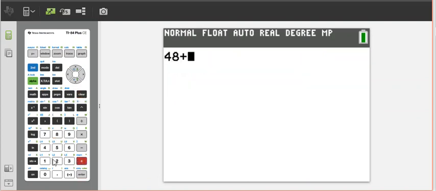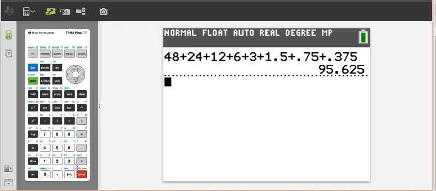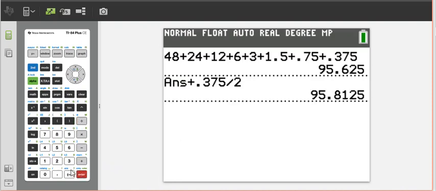So we've got 48 plus 24 plus 12 plus 6 plus 3 plus 1.5 plus 0.75 plus 0.375. Well, I don't know, what's it going to keep doing? Plus 0.375 divided by 2. Let's add another term, this quantity divided by 2. I'm just tacking on more terms and trying to guess what's going on here.